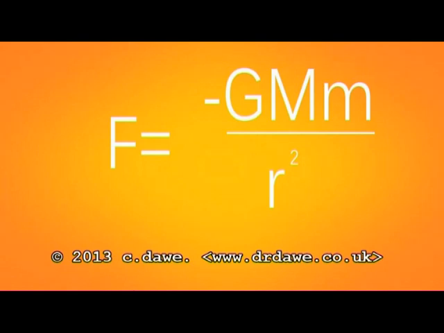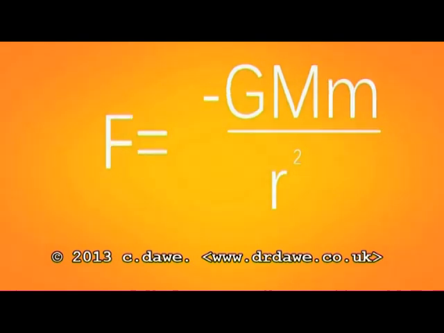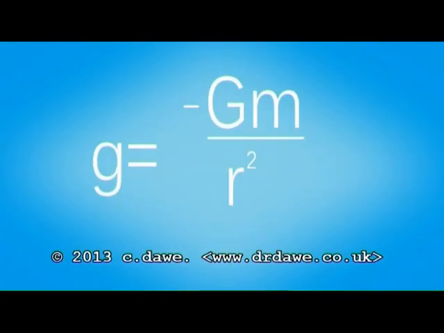Substituting this into the equation for gravitational force, we get little g equals minus big G multiplied by big M and divided by the square of the distance of big M from a test mass of 1 kilogram.